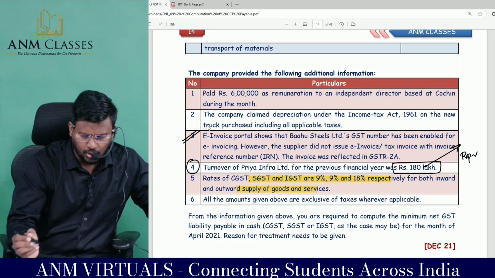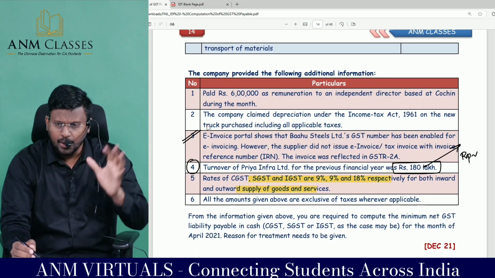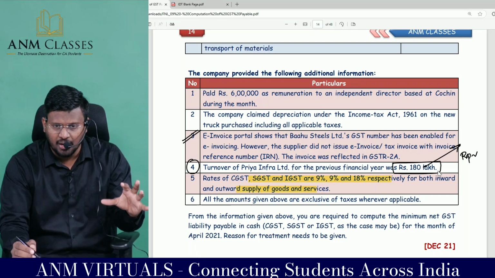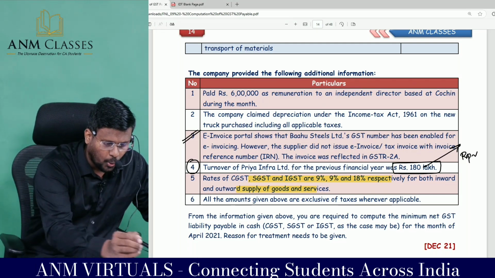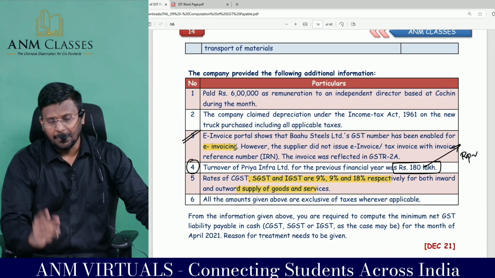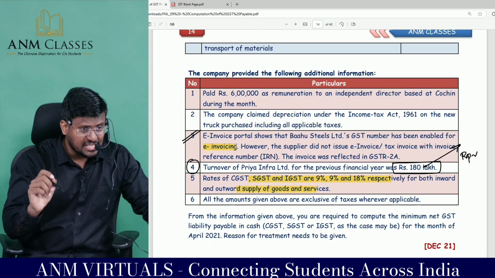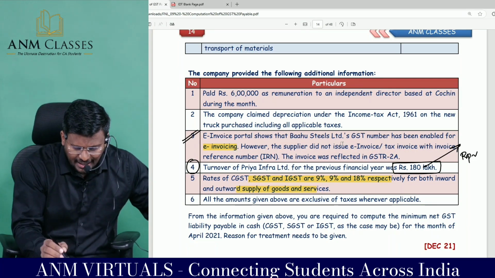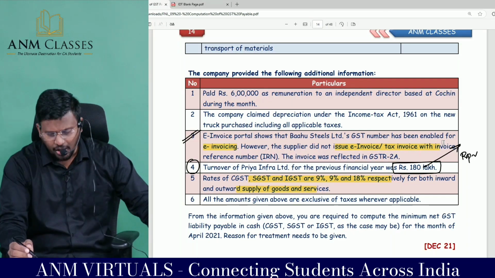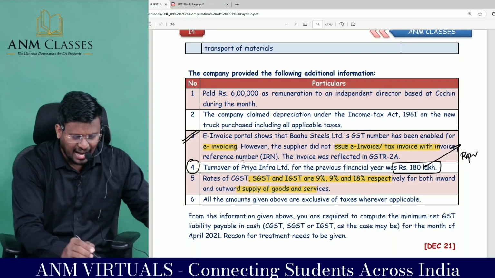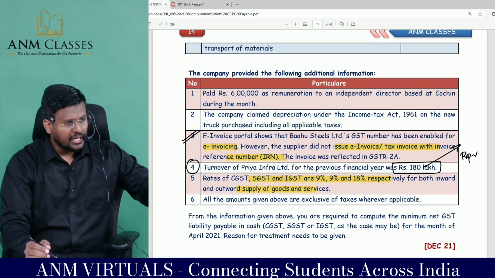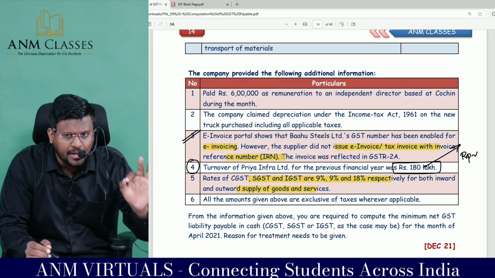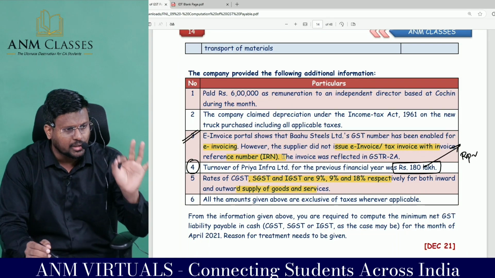Question number 3, note number 3, we have to read. The e-invoice portal shows that Bahu Steels Limited's GST number has been enabled for what invoicing? That means the supplier is supposed to raise the invoice on an e-invoice basis. However, the supplier did not issue an e-invoice or tax invoice with IRN. If an e-invoice has been issued without IRN, it will be treated as an invalid invoice. You are not entitled to take the what?